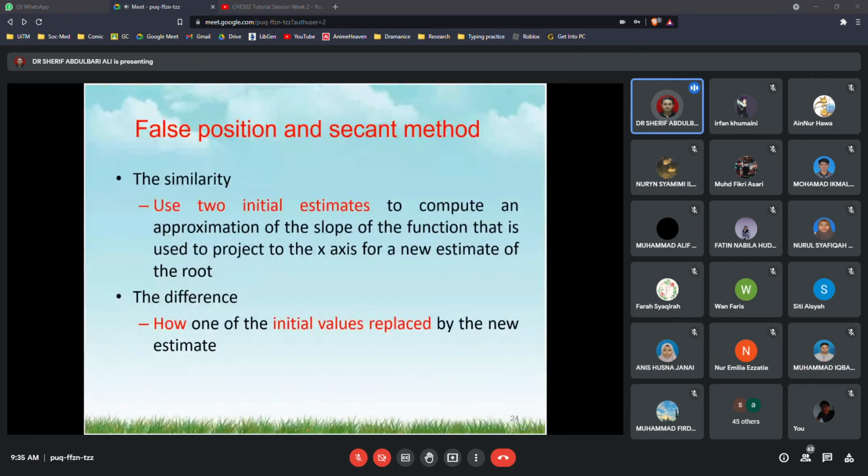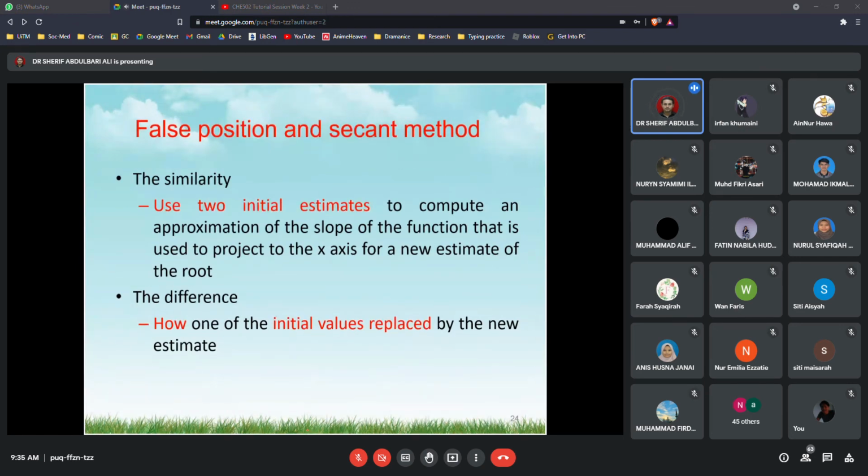The disadvantage of open methods is that they sometimes converge and sometimes diverge. But the advantage of the open methods is they are faster and more efficient at estimating the roots than the bracketing methods. So there is no need for you to iterate a lot of times to find the same answer. Okay, so that's the difference between bracketing methods and open methods.